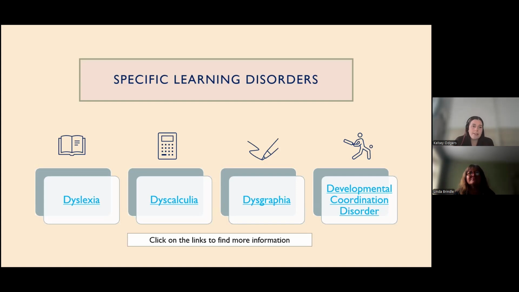Dyscalculia is another specific learning disorder, and that refers to difficulty learning and understanding number concepts and maths calculations, which of course then makes it difficult for children to do maths, but also to do other things that involve numbers, such as telling the time. Dysgraphia, again, is another disorder which refers to a difficulty with putting thoughts onto paper. So children with this can show difficulties with spelling, with grammar, with punctuation, and also handwriting.